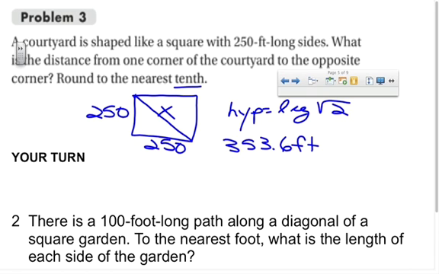Oh, be careful. Please understand, I'm not multiplying 2 times 250 in my efforts to simplify. I'm taking the square root of 2 and multiplying it by 250. Square root of 2 is approximately 1.4. That's what your calculator's for, guys. Multiply that times 250.